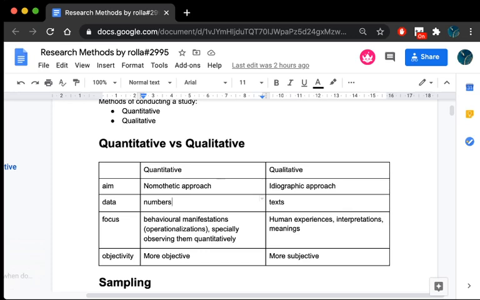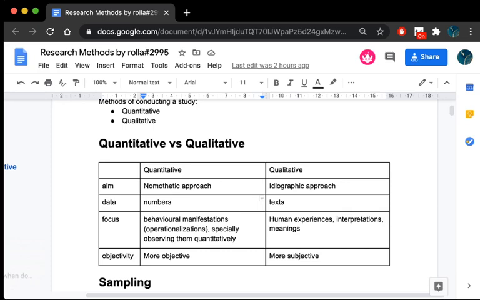Well, for qualitative, you use a more idiographic approach, aka a more insightful approach more than just data. So you actually go in depth about the human experience, interpretations, and meanings, and it's more subjective. If you're still confused about these two terms, which I think, if you've already studied it, it should be very clear what the differences are.